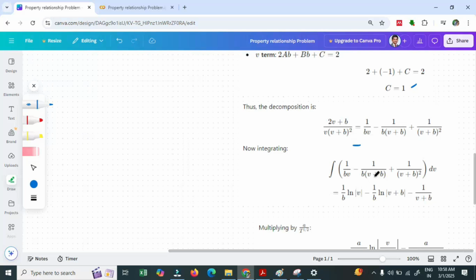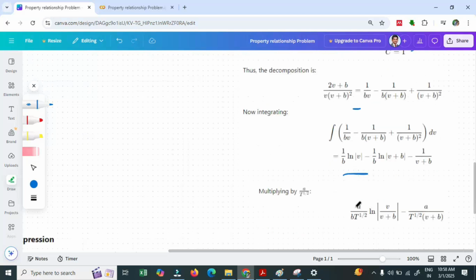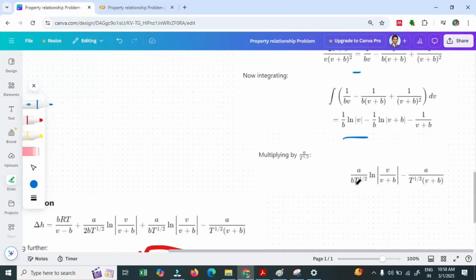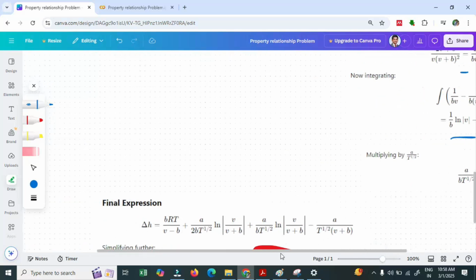So it is the first term, and it is the second term, and this is the third term. And all other terms are straightforward. If you look here, this is straightforward, and this is also a straightforward step. But you may have confusion. What I've done is I took ln v plus b as a common term.